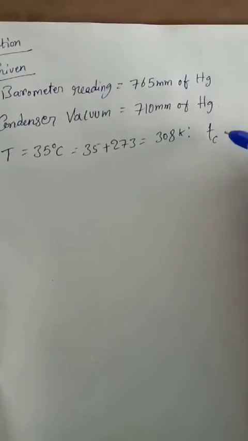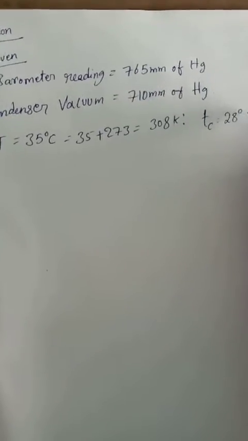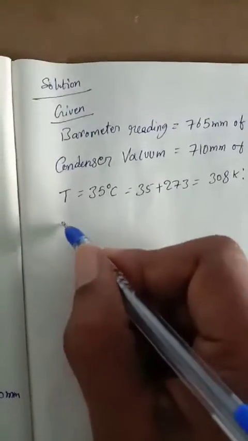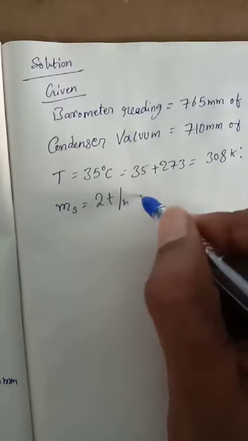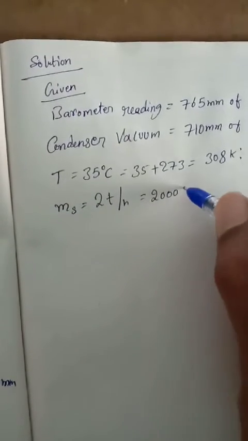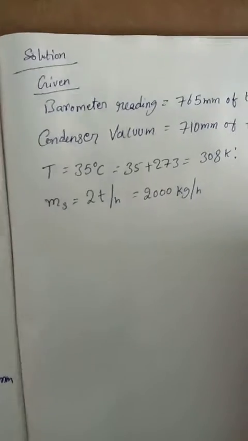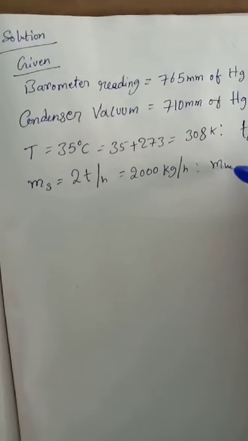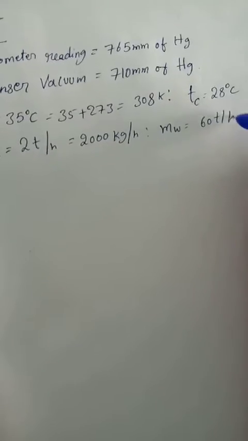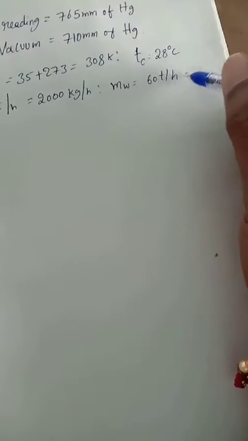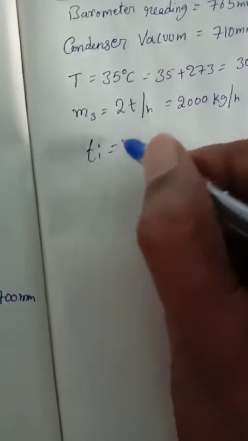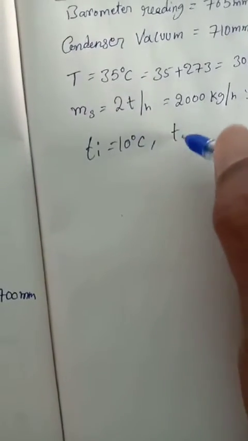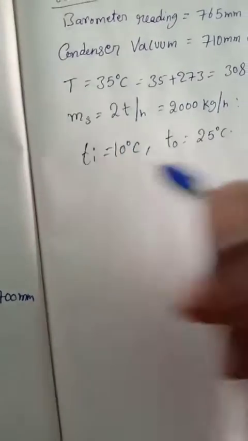And temperature of condensate is equal to 28 degrees Celsius, and mass of steam is equal to 2 ton per hour, so that is equal to 2000 kg per hour, and mass of water is equal to 60 ton per hour, so that is equal to 60,000 kg per hour, and here Ti is equal to 10 degrees Celsius, T0 is equal to 25 degrees Celsius.